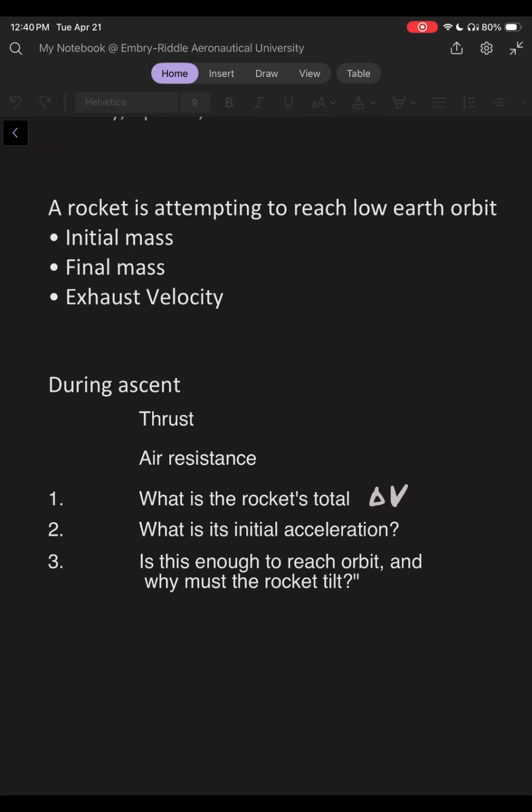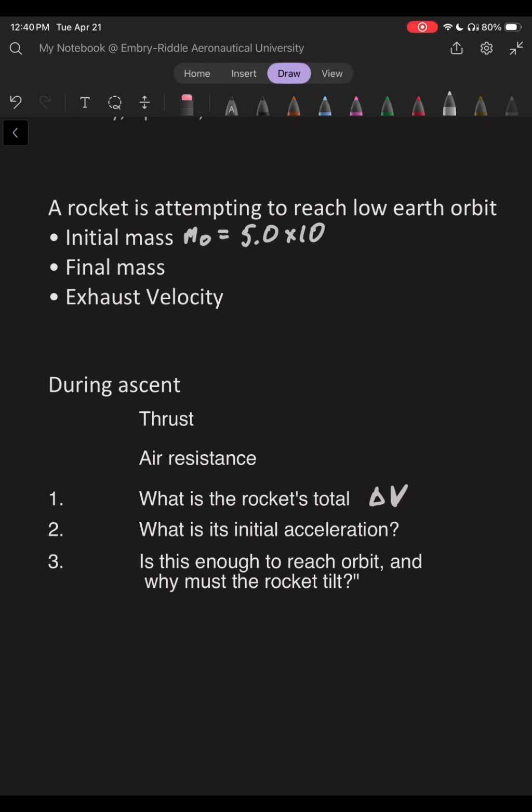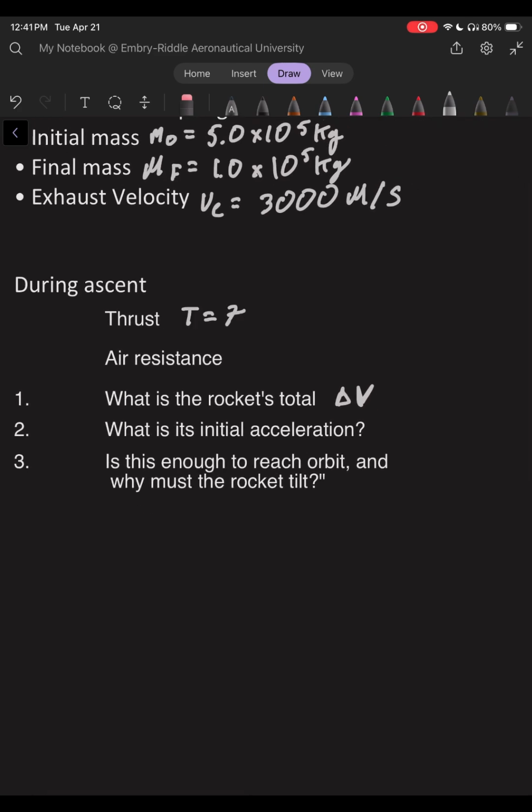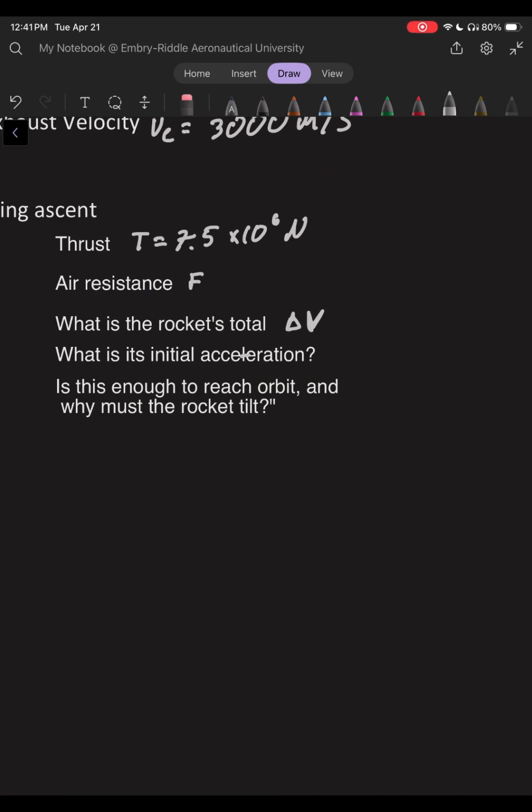Alright, let's go through this step by step. We have a rocket that's trying to reach low Earth orbit. Its initial mass is 500,000 kilograms, and after it burns fuel, its final mass is 100,000 kilograms. The exhaust velocity is 3,000 meters per second. Its thrust is 7,500,000 newtons and air resistance, or force of drag, is 200,000 newtons.